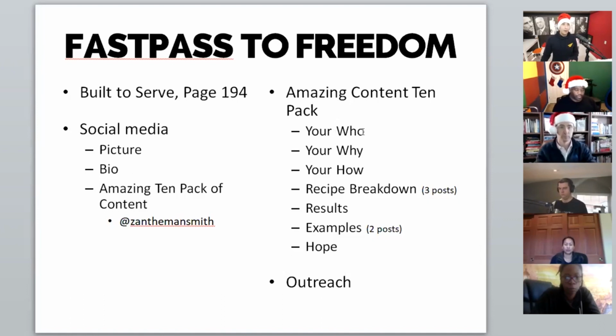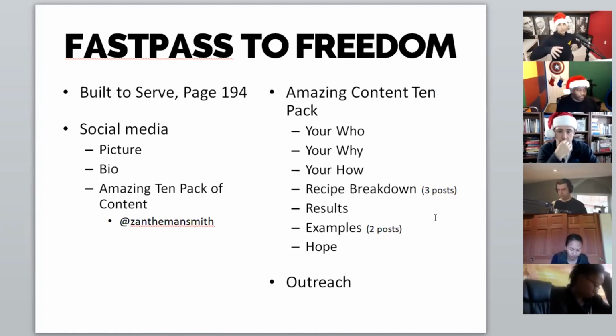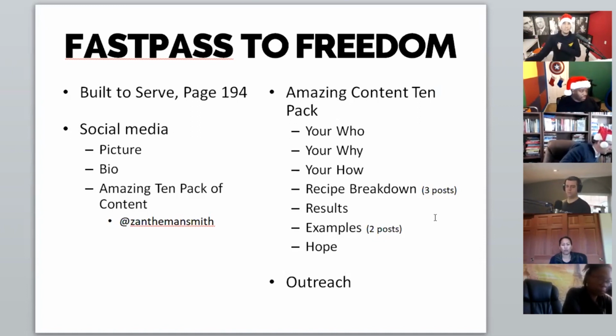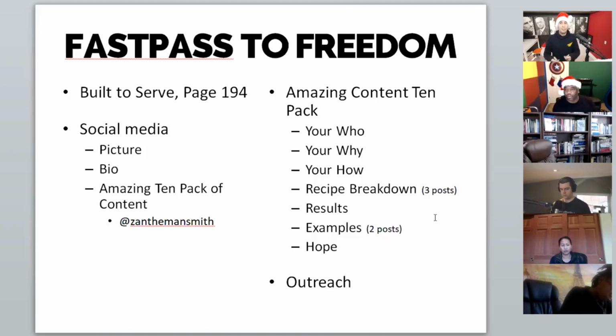In the book, I go through how to make these pieces of content: who, why, how, recipe breakdown, results, examples, hope. And then the key part here is outreach. So you've got your picture, you've got your bio, you've got the account, you've created your 10 pieces of content and spent some good time thinking about that. And now it's outreach. Now we're not spending our time making more content. We're spending our time reaching out to people. We're spending our time commenting on other posts. So if I'm Zane, instead of making new content, if he wants to help coach entrepreneurs, then I'm looking at all the different entrepreneur accounts.